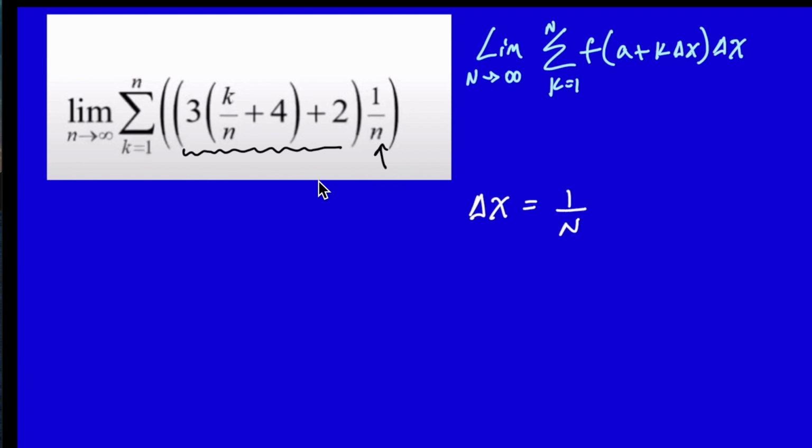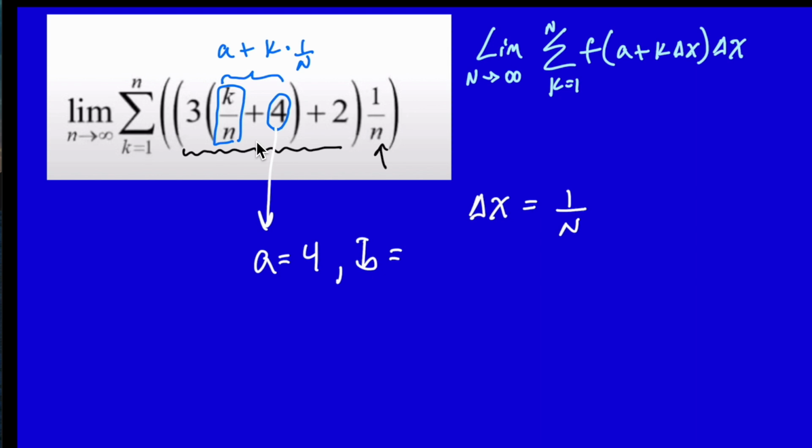And as we look at this, we recognize, folks, that these are the x's right here. They have this reversed. It really should be a plus k times 1 over n, but they have these reversed. But this is still going to be our a value, and we recognize this as the k times 1 over n. So what do we know? We know our a value equals 4, and we know our delta x equals 1 over n. From that, we can glean the b value.